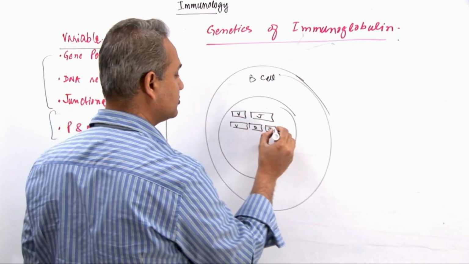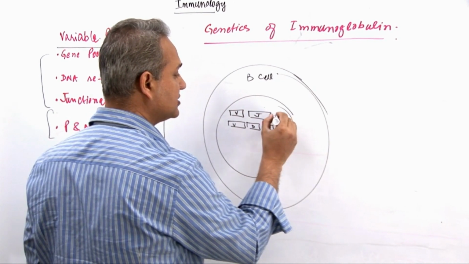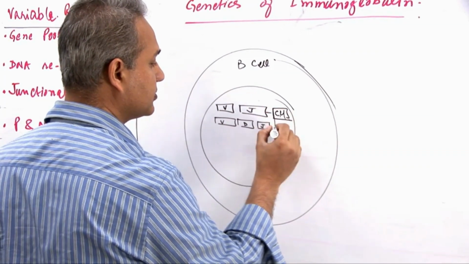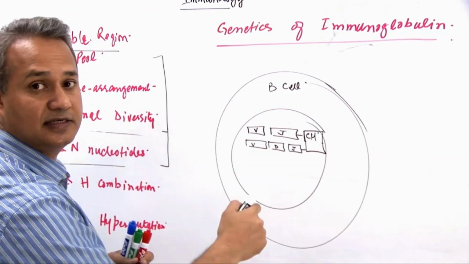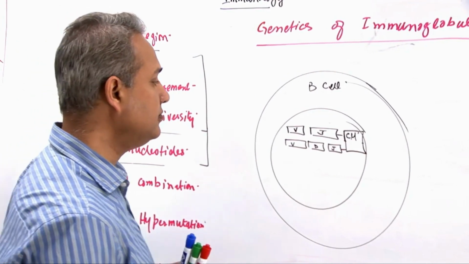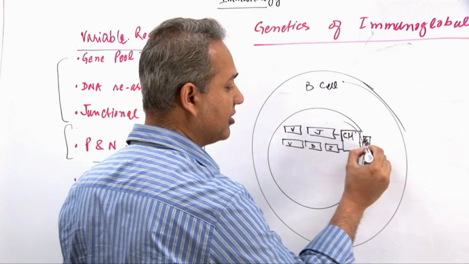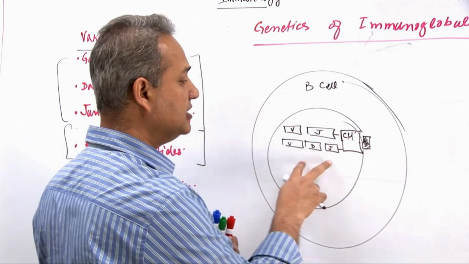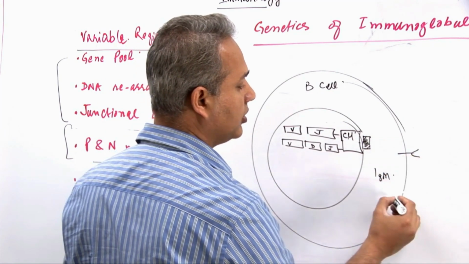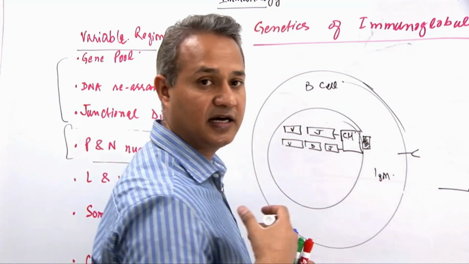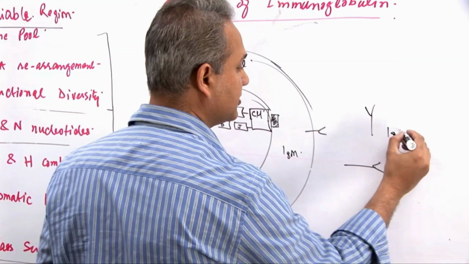Then of course we know that, let's say in our case the constant mu region is attached here. So the constant mu is the heavy chain. So this DNA is going to make IgM. Depending upon what kind of a poly A tail is attached here, hydrophilic or hydrophobic, the IgM created will either be stuck on the surface or it will be released. So let's say in our case we release this IgM. Why? Because we want to do something with this.